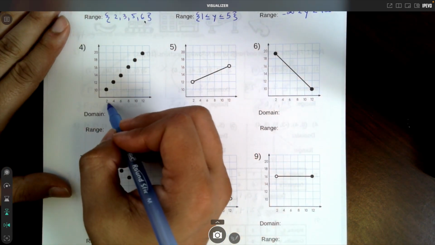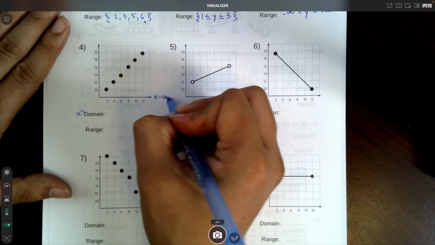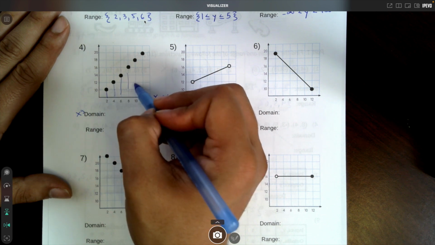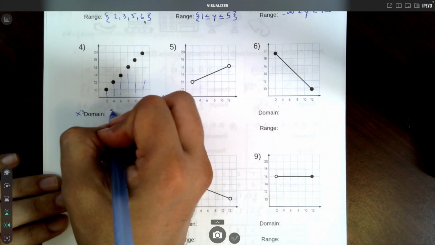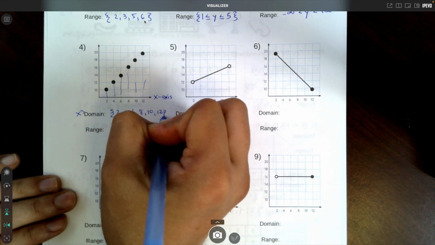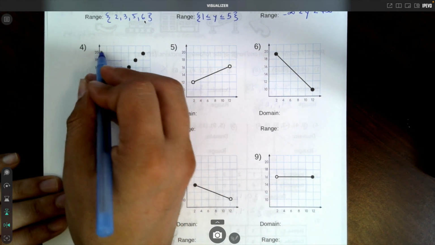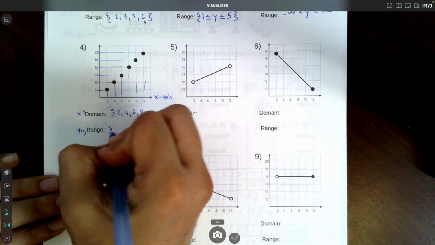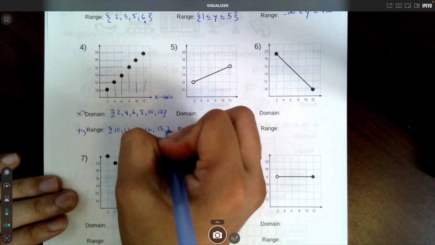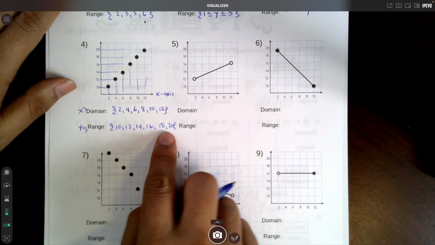But the domain is all the x's. This is the x-axis. So you're looking at these numbers. So 2, 4, 6, 8, 10, 12. Range is all the y's. So 10, 12, 14, 16, 18, 20. Okay. A little messy, but hopefully you guys still understand it.